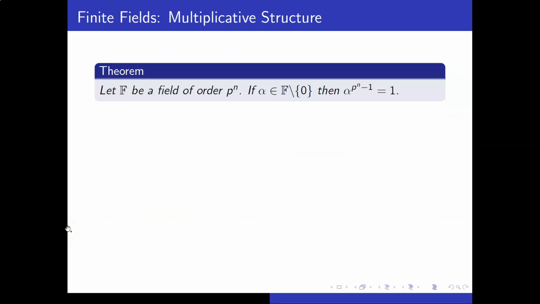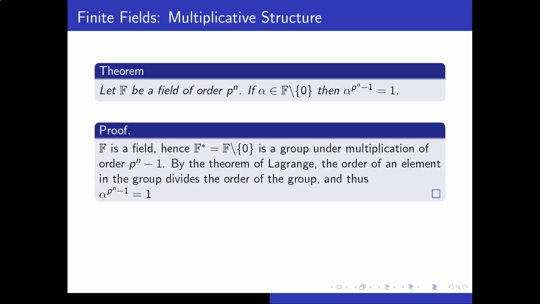Okay, so the multiplicative structure. All right, so if I take a field F, it has to have order p to the n. So now if I take an element alpha in here that's non-zero, if I take it to the p to the n minus 1, I'm going to always get 1. Now this is just a matter of using a little bit of group theory. So I know that F is a field. So I know that F remove 0 is going to be a group under multiplication. There's one less element, so it has order p to the n minus 1.